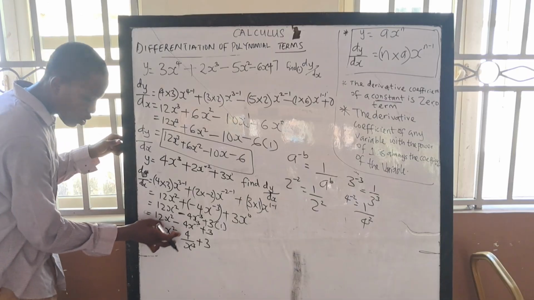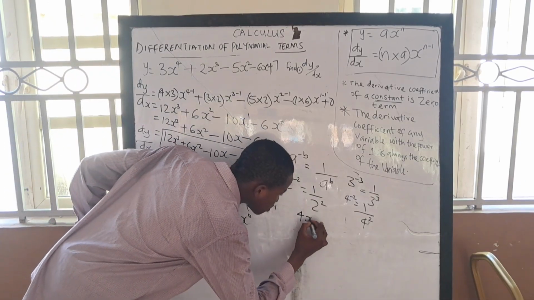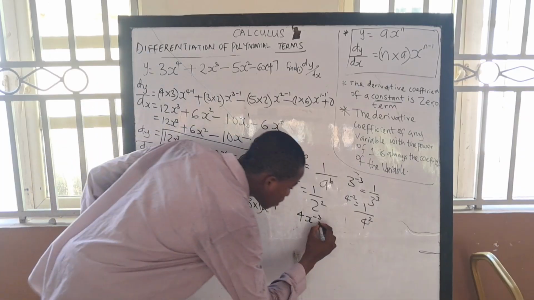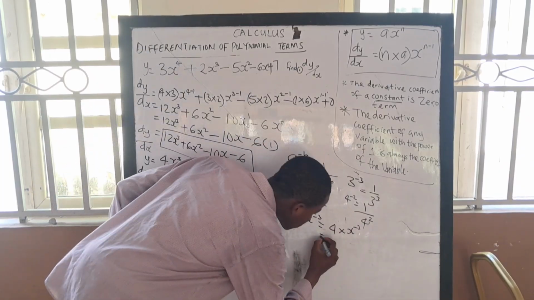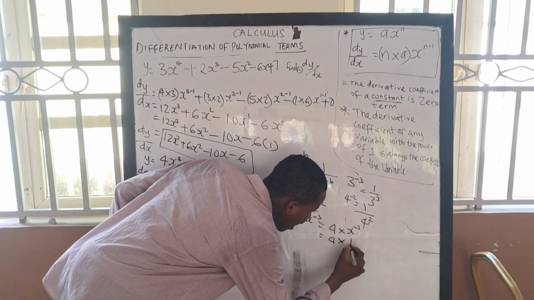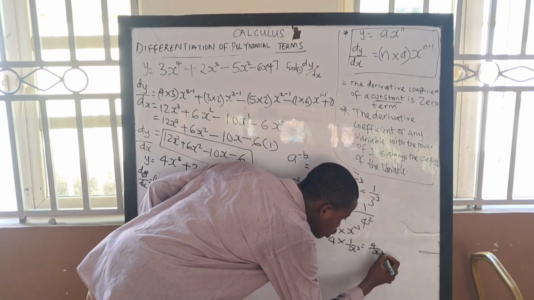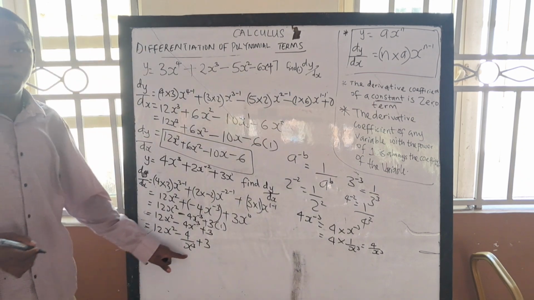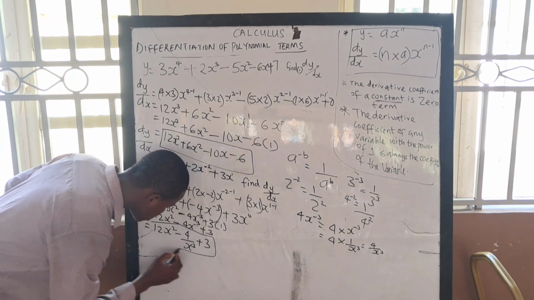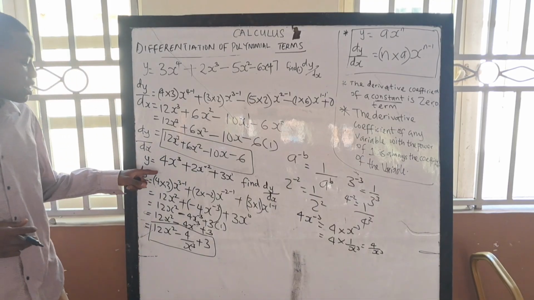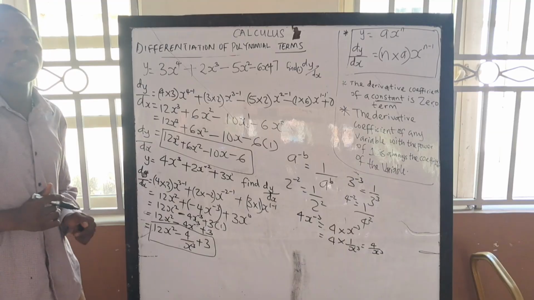12x squared minus 4 times 1 over, if I have 4x raised to power minus 3. So that's 4 times x raised to power minus 3, right? That's 4 times 1 over x cubed. That's 4 over x cubed. That's what I have here. So it's okay. So this is my final answer. So if you differentiate this with respect to this, you'll be obtaining this.